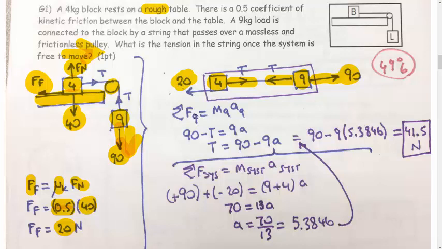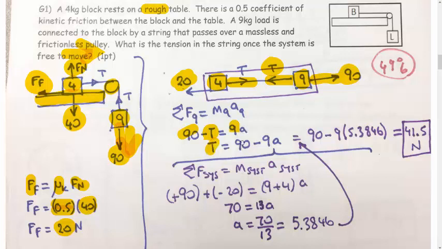And I say, well, the sum of the forces on the 9 is equal to the mass of the 9 times the acceleration of the 9. So this is 90. It's in a positive direction. 90 minus T. T is in a negative direction, so we add on the negative, is equal to the mass, which is 9 times the acceleration.